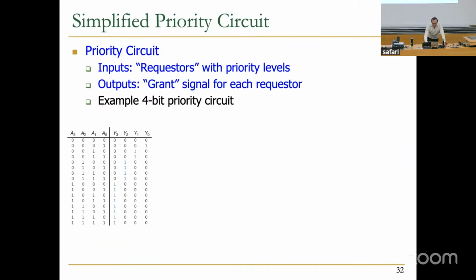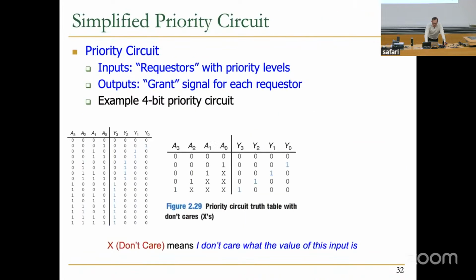Now, let's simplify this priority circuit. This was our truth table. I'm going to introduce something to the truth table that's called an X. This is an important thing that's going to make your life easier in the future. X means don't care, basically. It means I don't care what the value of this input is. I'm going to collapse this truth table into this truth table with X's. So if A3 is 1, I don't care what A2, A1, A0 are. Y3 is 1, and Y2, Y1, Y0 should be 0. Same as here. If A3 and A2 are 0 and 1 respectively, I don't care what A1 and A0 are. This should be my output over here.